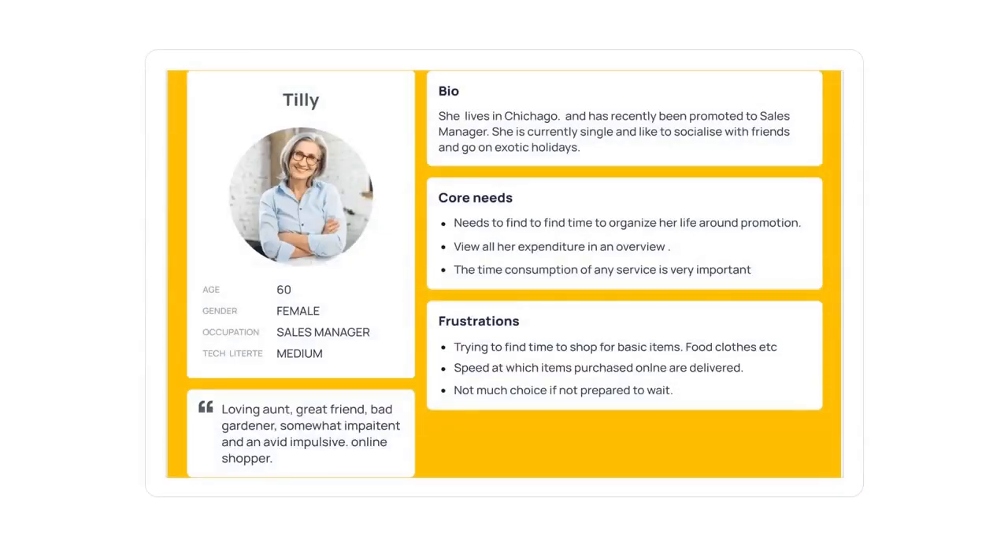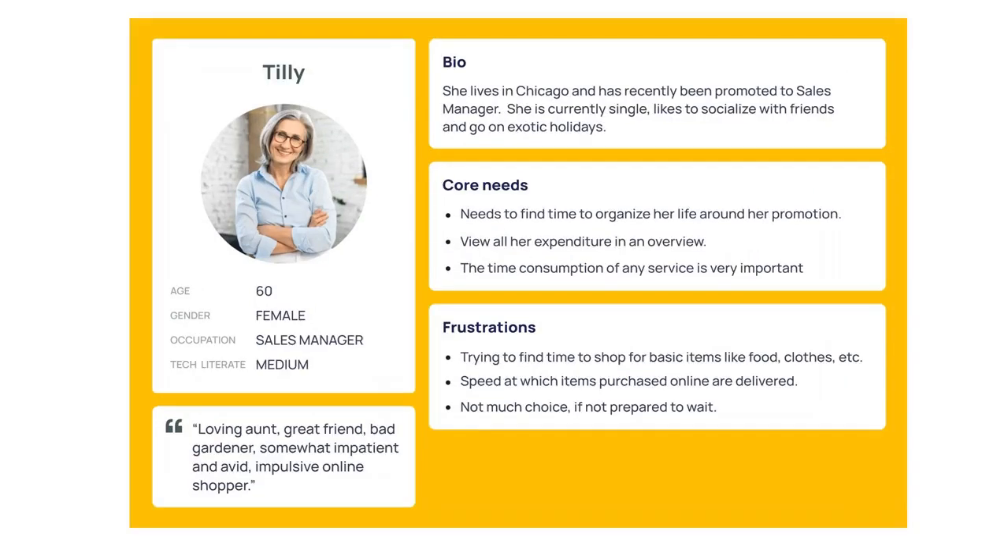At the top, there is a photo, Tilly's name, age, gender, occupation, and technical ability. Next, there's a one-liner that describes what Tilly does: loving aunt, great friend, bad gardener. On the right, there is a short bio too. Next, there is a core needs section and a frustration section, listing Tilly's goals and describing frustrations as the barriers that are stopping her from achieving those goals. This section reveals that she can get easily frustrated.